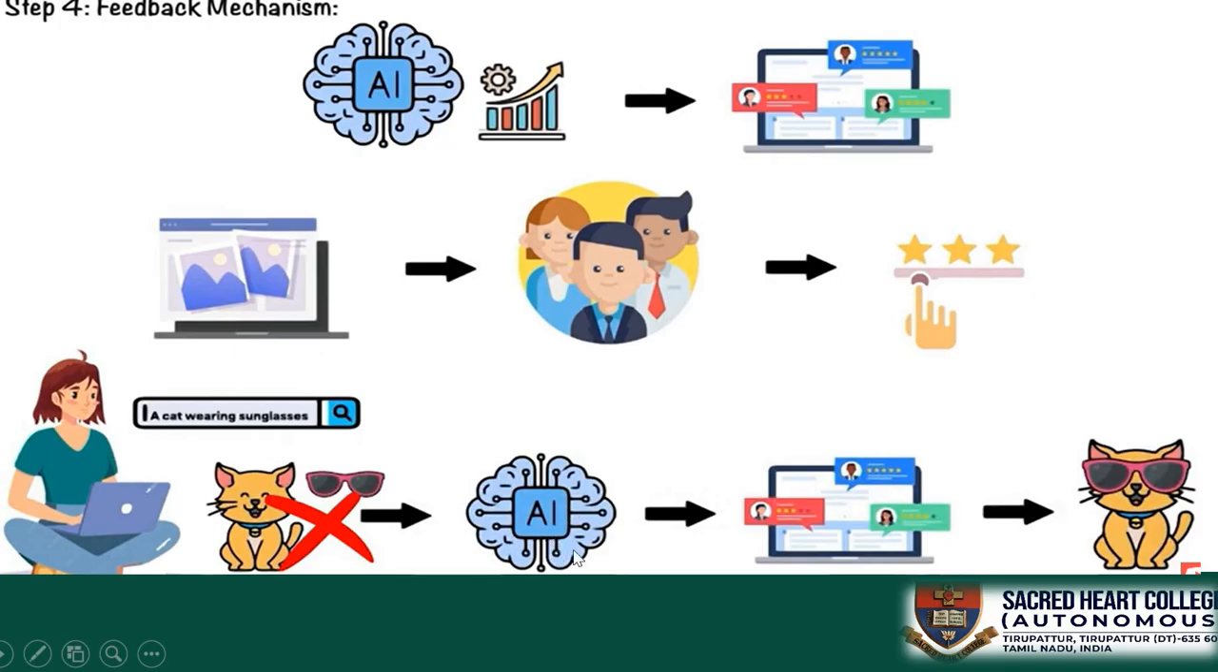The user rates or reports incorrect results. AI collects this feedback, represented by the user and rating system in the image. AI learns and improves. AI updates its model based on corrections. The next time it produces a better image, a cat correctly wearing sunglasses. So this is how it works with the fourth mechanism.